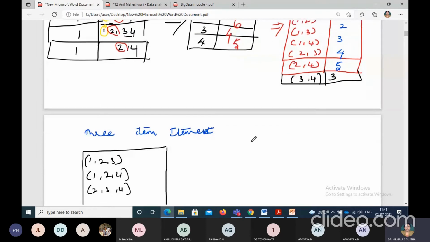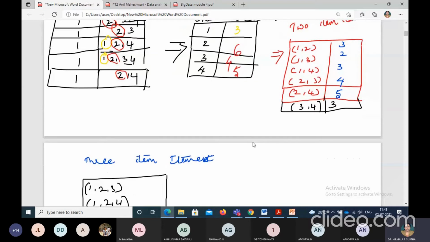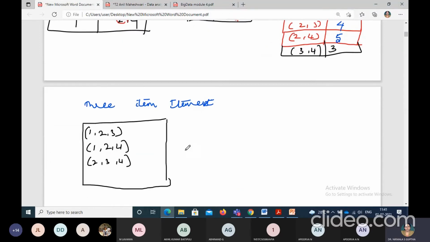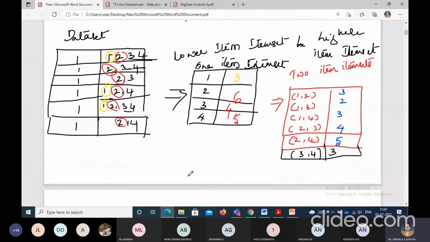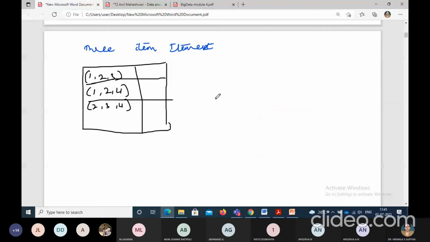So in the same way we need to do the combinations of 1, 2, 3, 1, 2, 4, 2, 3, 4. Correct. This is correct. So what we have done is correct. Now we need to find out the frequency of these occurrences. So 1, 2, 3, 1, 2. Correct, no? Yes, ma'am.